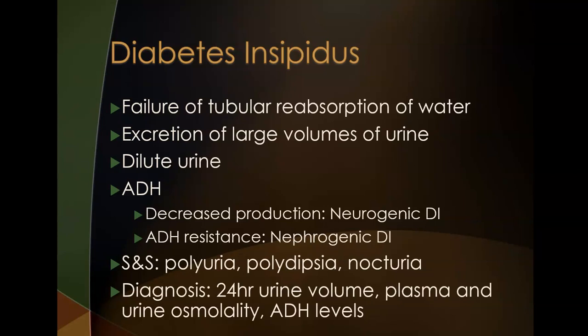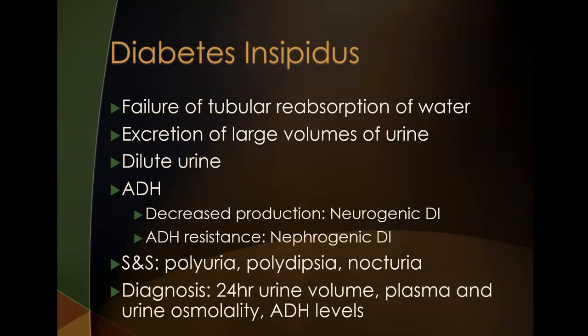And then the nephrogenic DI, you make enough of the antidiuretic hormone in the pituitary, but the kidneys don't respond to it. So you have antidiuretic hormone resistance. If you parallel them to diabetes mellitus, neurogenic would be like type 1, where there's no insulin. Here there's no ADH. And nephrogenic would be like type 2, where there's resistance. In type 2 diabetes, there's resistance to insulin. Here there's resistance to antidiuretic hormone.